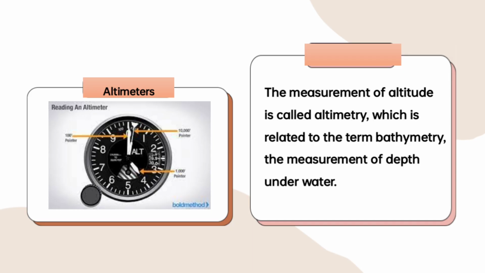Altimeters. The measure of altitude is called altimetry. It is a device that measures altitude and the distance of a point above sea level. Altimeters are very important instruments for aircraft and spacecraft pilots because they are used to monitor their height above the earth's surface.